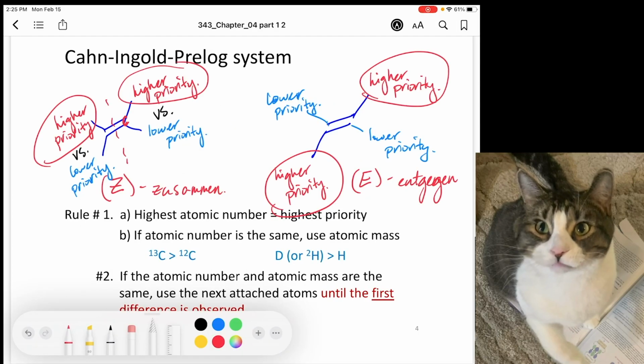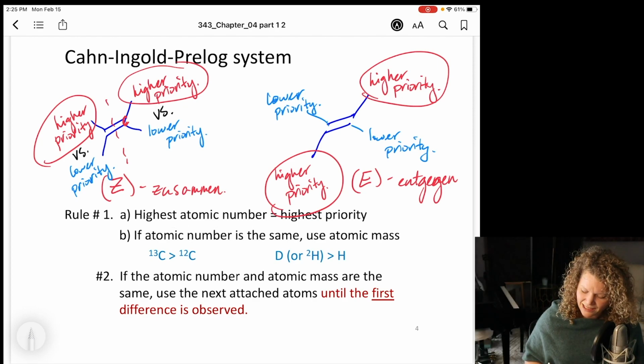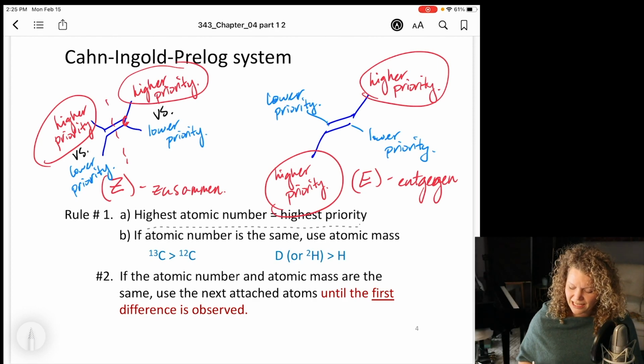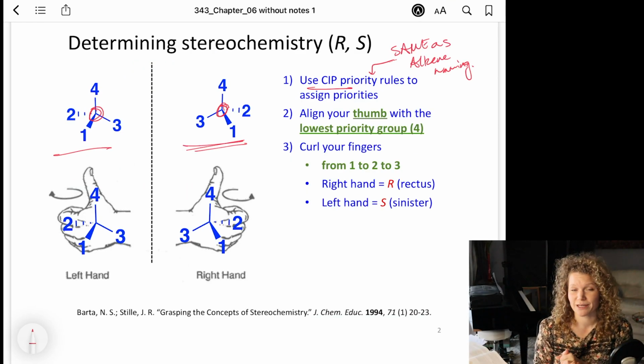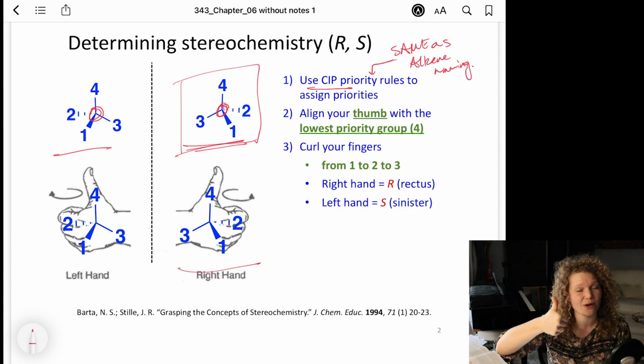Rules that I have listed below. I say that the highest atomic number is the highest priority. Once you've labeled your priorities, you're going to take your thumb and put it where number 4 is at. It's going straight up here.